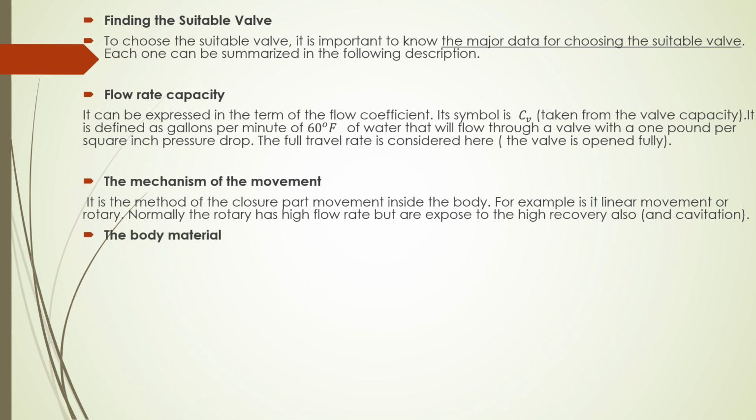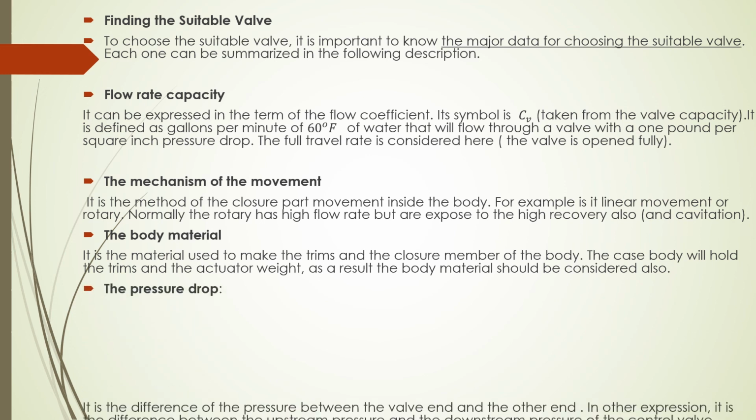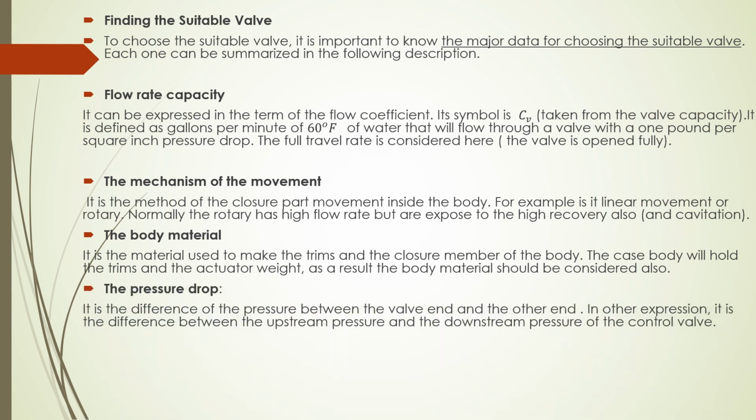Next is the body material. It is the material used to make the trim and the closure member of the body. The case body will hold the trim and the actuator weight. As a result, the body material should be considered also. Next is the pressure drop. It is the difference of the pressure between the valve end and the other end. In other expression, it is the difference between the upstream pressure and the downstream pressure of the control valve.